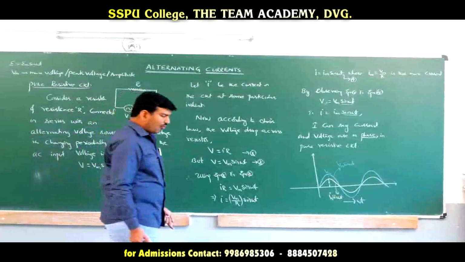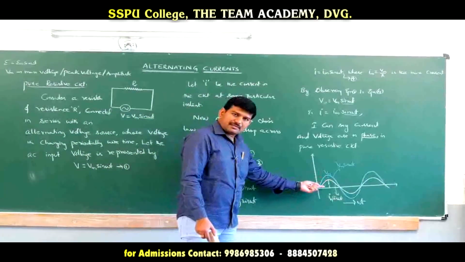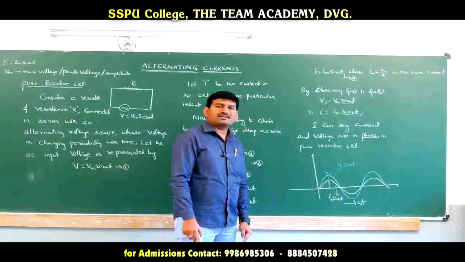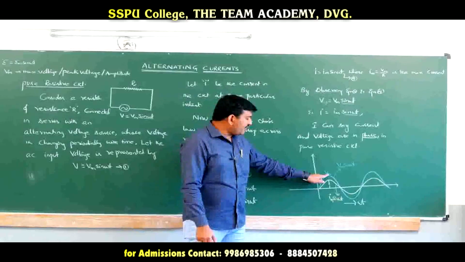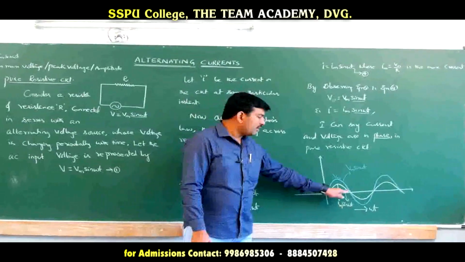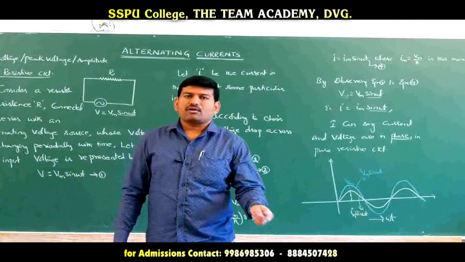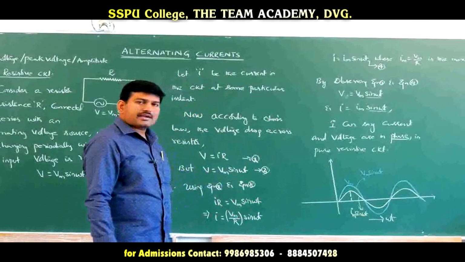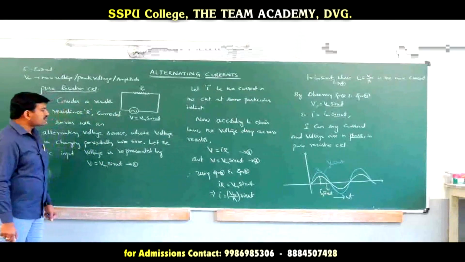In phase means both of them will be maximum at the same time, and both of them will be minimum at the same time. If Vm is 0, Im is also 0. V is maximum, I is also maximum. V is negative, I is also negative. So they are changing in phase. Current and voltage are in phase. In which kind of circuit? In a pure resistive circuit.